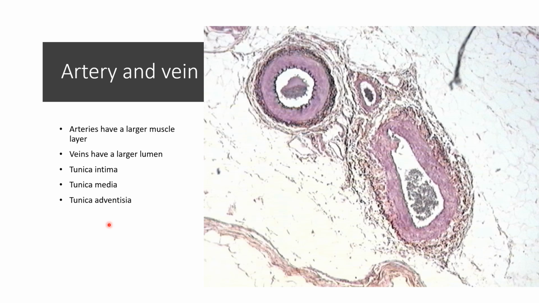You do have different names, which are called tunicas. Tunica intima, intima meaning innermost. So that's usually made of simple squamous endothelium. You will have some areolar tissue underneath it. Then you have your tunica media, which is the muscle layer, tunica muscularis a lot of times. And the tunica adventitia would be the outer layer of connective tissue.